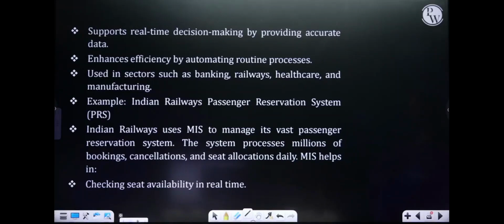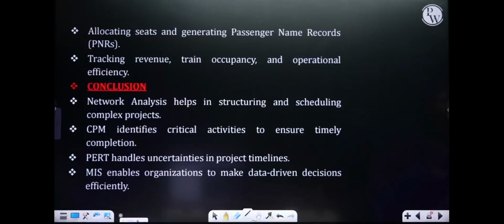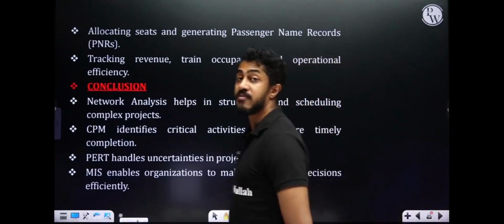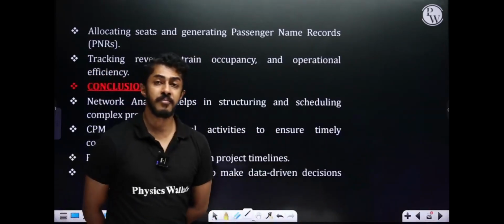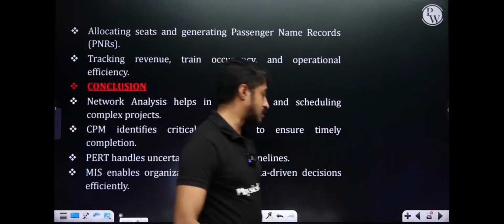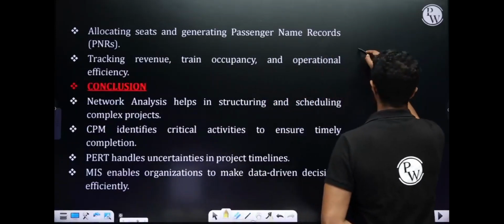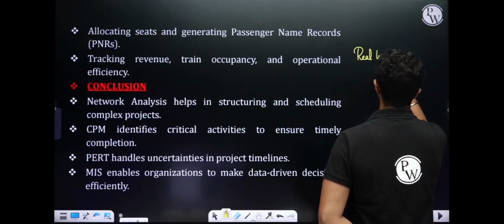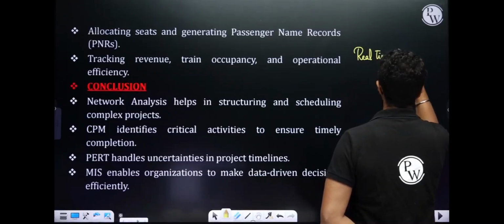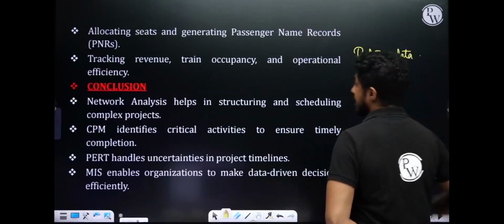Indian Railways uses MIS to manage its vast passenger reservation system. The system processes millions of bookings, cancellations and seat allocations daily. MIS helps in checking seat availability in real time, allocating seats and generating passenger name records, tracking revenue, train occupancy and operational efficiency. MIS's significance is real-time data.